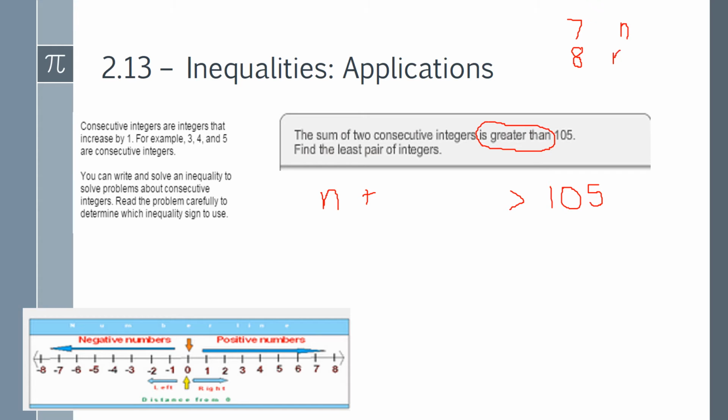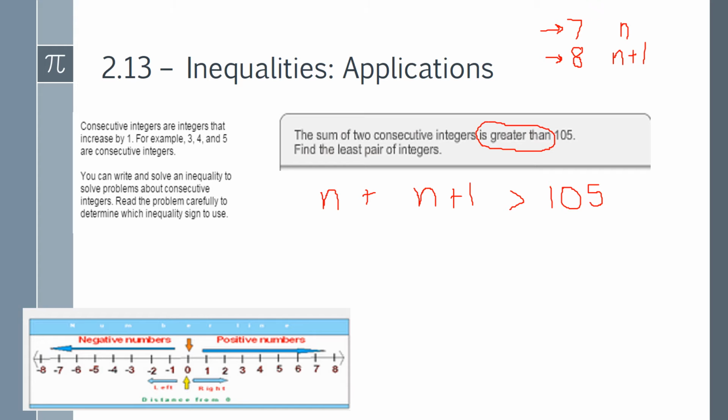So if I put it in terms of n, I'd call it n plus 1. Hopefully that makes sense. So the first integer is called n. The second integer is called n plus 1. So the sum of two consecutive integers would be n, that's the lower of the two, plus n plus 1. That's the next one, it's one higher.